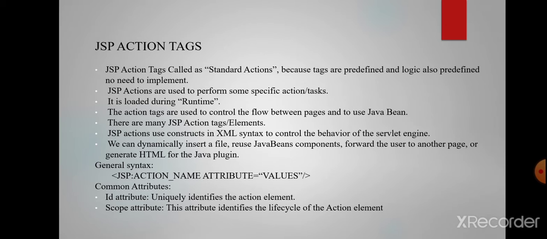General syntax for JSP action tags: JSP action name attribute is equal to values. Common attributes are the ID attribute and the scope attribute. The ID attribute uniquely identifies the action element. The scope attribute identifies the life cycle of the action element.